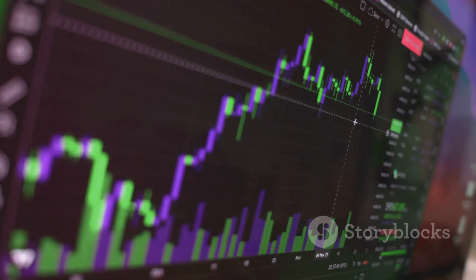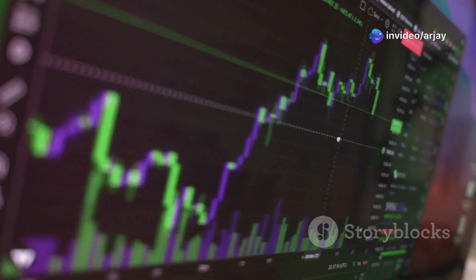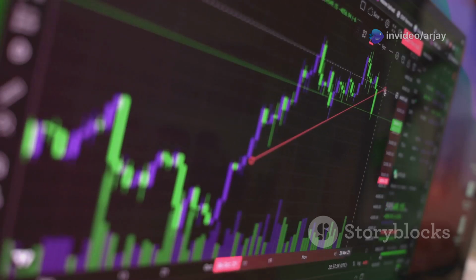Next, the hammer. Imagine a candle with a tiny body and a long lower wick. Shows buyers stepped in after a downtrend. That's a bullish reversal. Hammers often appear at the bottom of a move, hinting that the worst may be over.